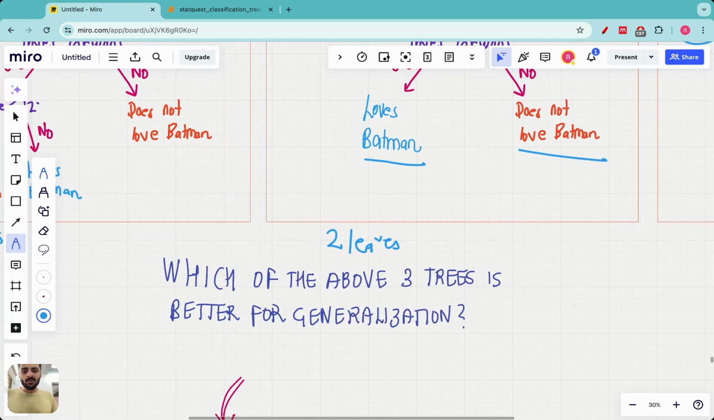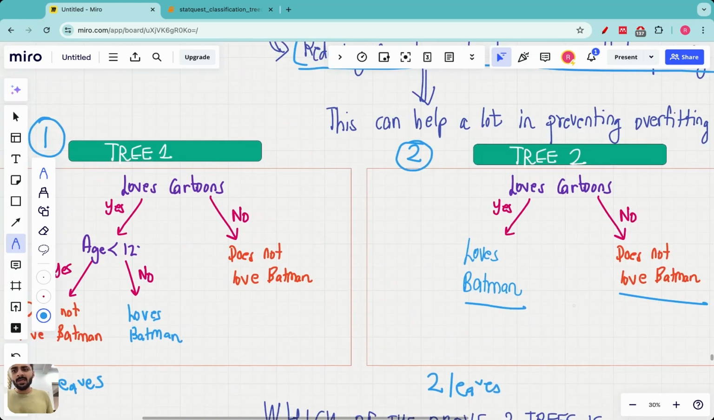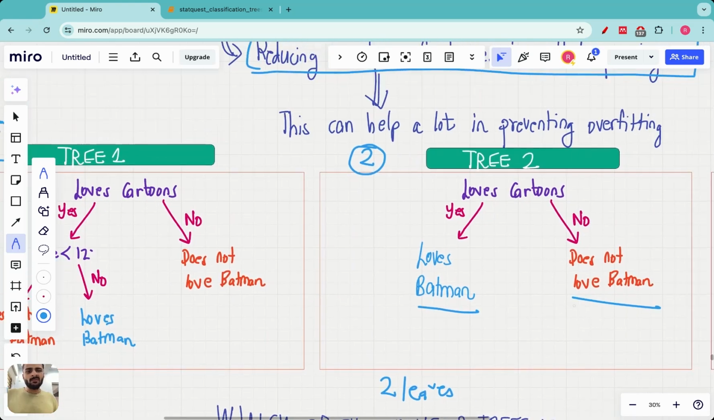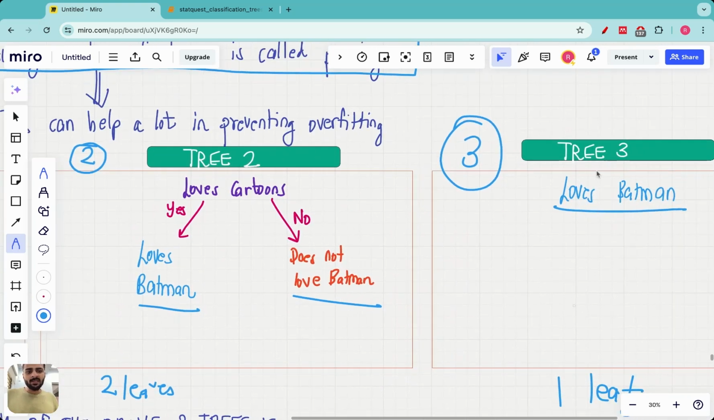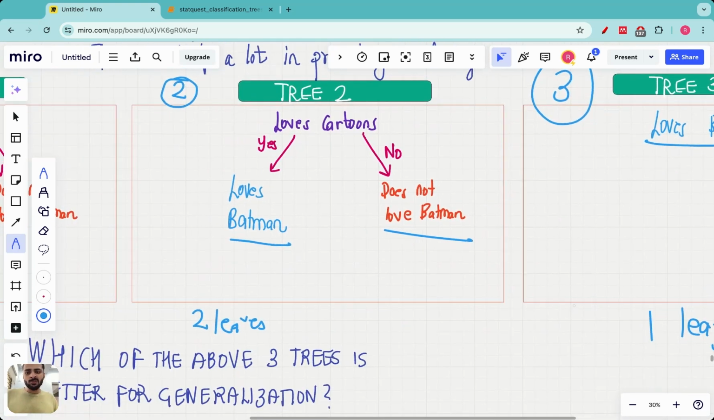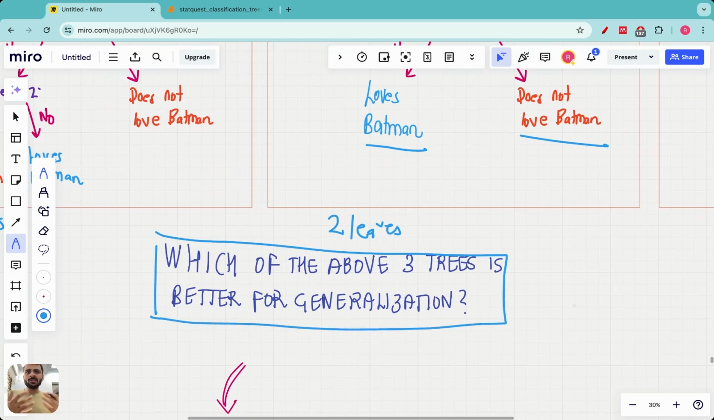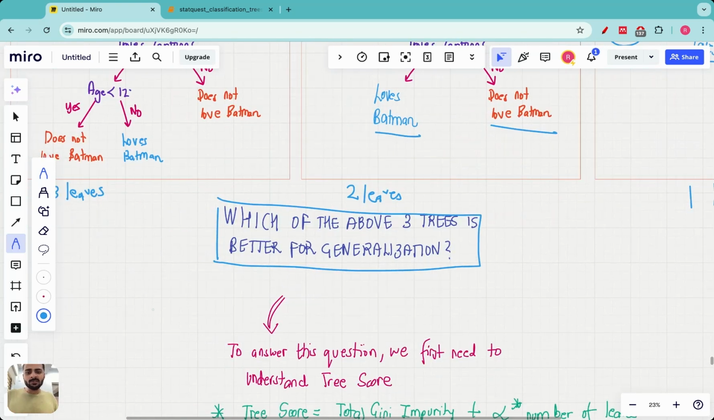The main question which we are going to ask is that, okay, we know that tree number one does the best performance on the training, right? If you evaluate tree number two and tree number three on the training data, they will give many errors. But the real question which we are going to ask today is which of the above three trees is better for generalization, or how to select which of the above three trees will do better on the test data which we have not seen before. So let's get started with this question.